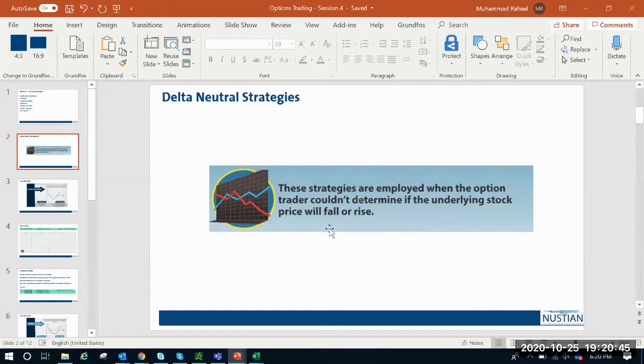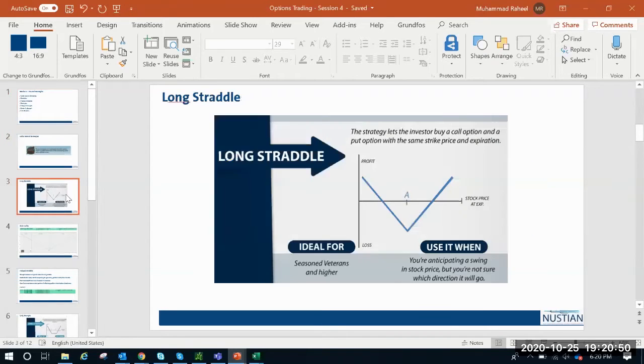So this is about the same thing that I said. You don't know if it's going to fall or rise, but you still want to play it. So the first thing is the long straddle, and this is a very interesting strategy. A lot of people employ it before earnings, because you don't know if it's going to go really up or down, but you know it's going to move. That's the bet you're playing.